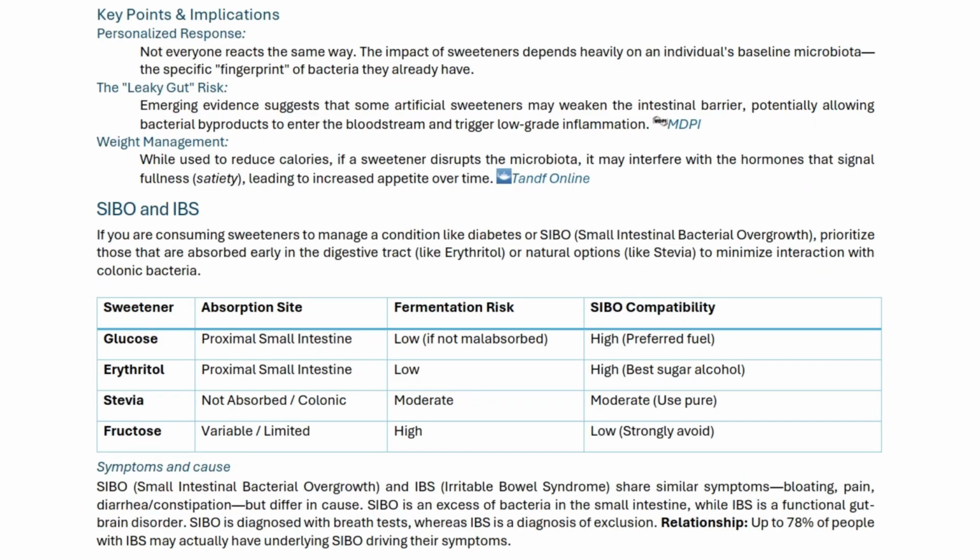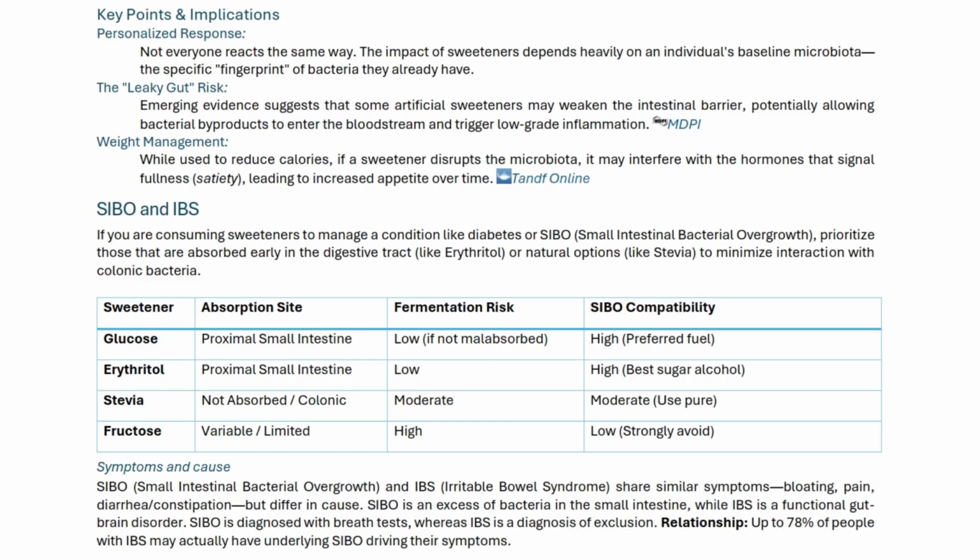Points and implications. Personalized response. Not everyone reacts the same way. The impact of sweeteners depends heavily on an individual's baseline microbiota, the specific fingerprint of bacteria they already have. Some artificial sweeteners may weaken the intestinal barrier, potentially allowing bacterial byproducts to enter the bloodstream and trigger low-grade inflammation. While used to reduce calories, if a sweetener disrupts the microbiota, it may interfere with the hormones that signal fullness, satiety, leading to increased appetite over time.